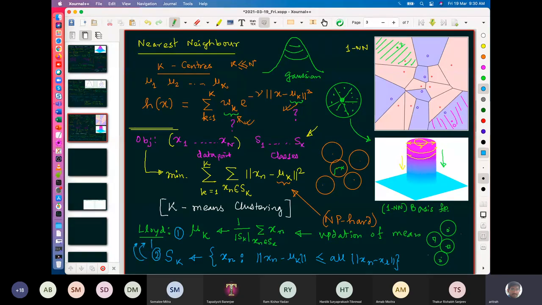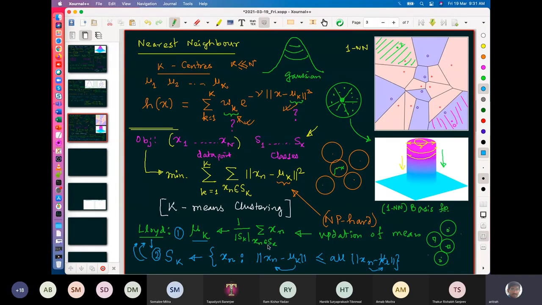You go on repeating these two steps. Arbitrarily select points, choose the nearby boundary, update mu k. Once you update mu k, those points that are nearer to it than to any other mu k are put into one cluster Sk. Go again, update your mean, do this. Update, do this. Finally, you converge somewhere.